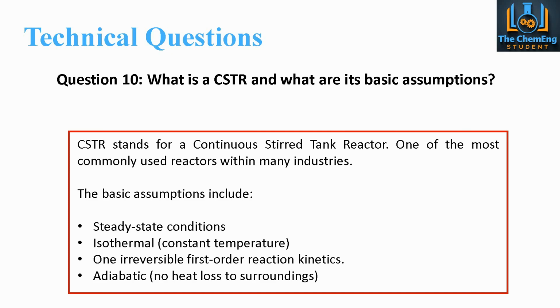And then we would say we have an adiabatic, or a no heat loss to the surroundings, or heat gain from the surroundings. So we assume a perfectly insulated reactor. And those are the basic assumptions that we would need to apply when we design a very basic and simple CSTR.